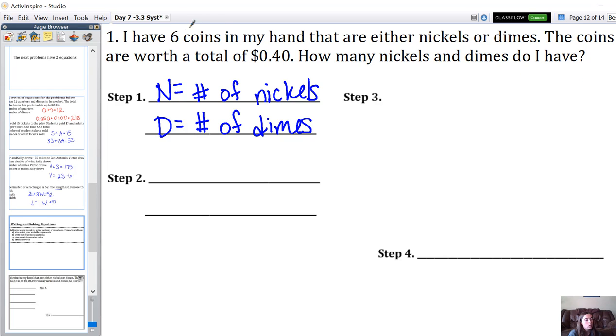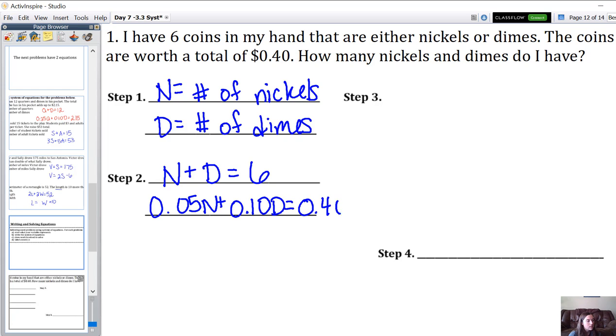So remember, we have 6 total coins. So the number of nickels plus the number of dimes should come out to be 6. And the coins are worth a total of 40 cents. A nickel is worth 5 cents, so we're going to put 0.05N plus 0.10D for dimes. And when we put those together, they should come out to be 40 cents. Now that we have our 2 equations, we're going to either use substitution or elimination, whichever one makes the problem seem easier, and solve for each of our variables in this problem.